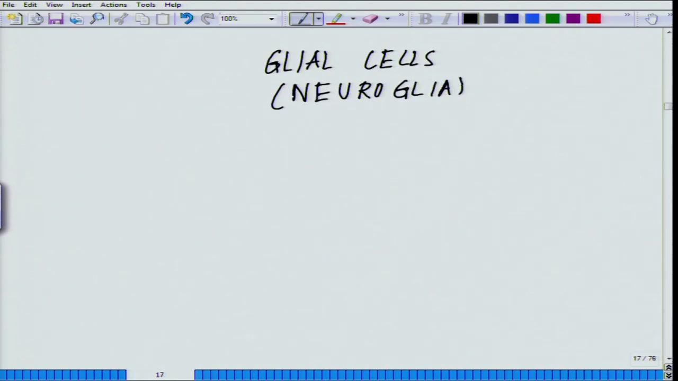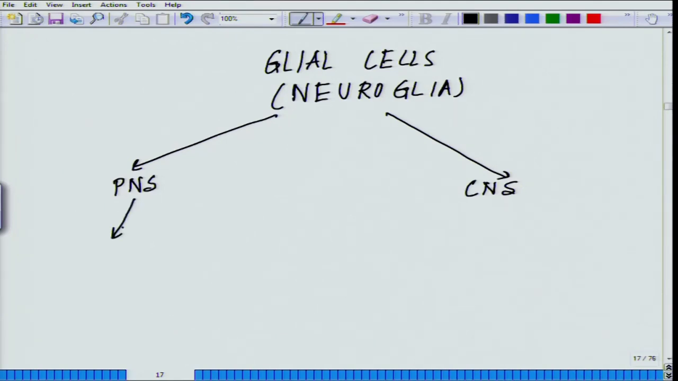Glial cells are sometimes also called neuroglia. Neuroglia is classified into two broad classes: the ones present in the peripheral nervous system, just the same way as the neurons, and the ones present in the central nervous system. Within the peripheral nervous system, you have the Schwann cells, and we'll come to that at this point. Just note down all the names. You have the Schwann cells, and you have the satellite cells.